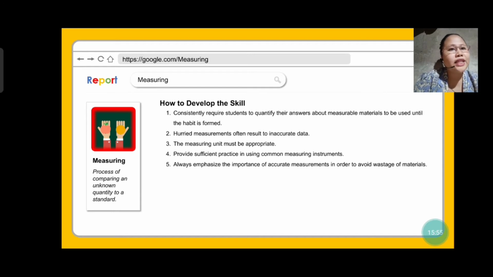And fifth is to always emphasize the importance of accurate measurements in order to avoid wasting materials. Of course, in an experiment we need accurate measurements. It should not be excessive, because if you use too much, our materials will be wasted and cannot be returned. So always emphasize the importance of having accurate measurements.